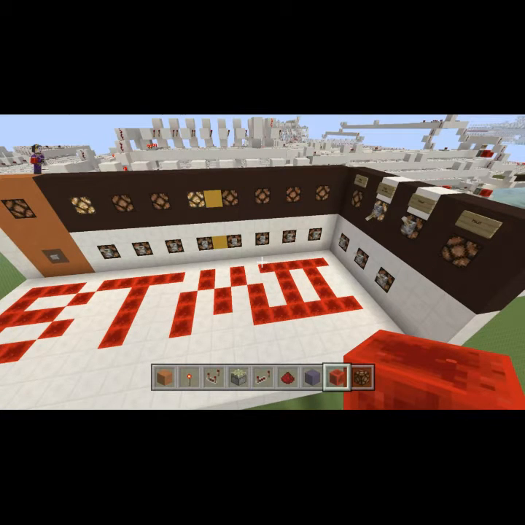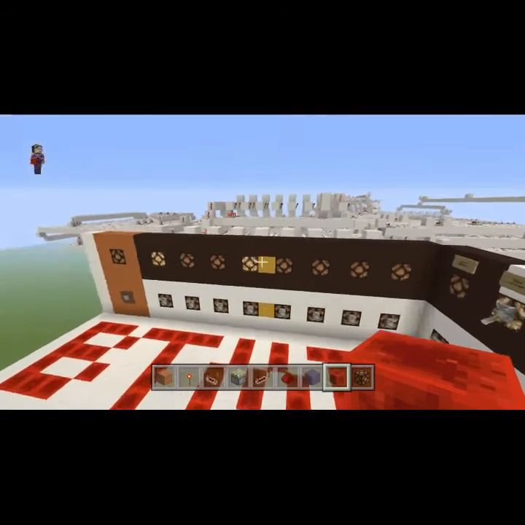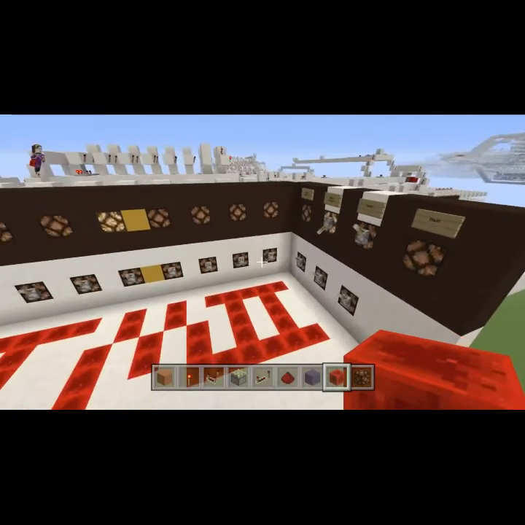So I'm just gonna let it run the last little bit of the Fibonacci, and when it is done, this halt indicator is gonna come up.